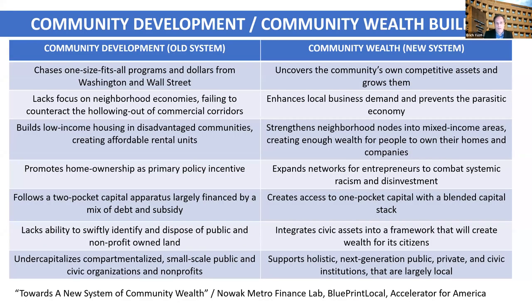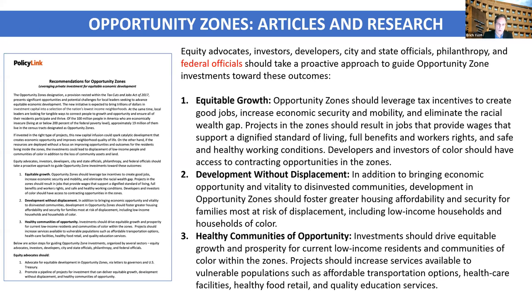And what we're looking at now is a shift from community development. As I shared a little bit about how Chicago is looking at their parcels and focusing on building wealth within community, and starting those discussions about the racial inequities and injustices and how we can help these communities build wealth. Organizations like PolicyLink have come up with recommendations for opportunity zones to incorporate strategies that include discussions of equitable growth, development without displacement, and healthy communities, and driving equity around health in communities.